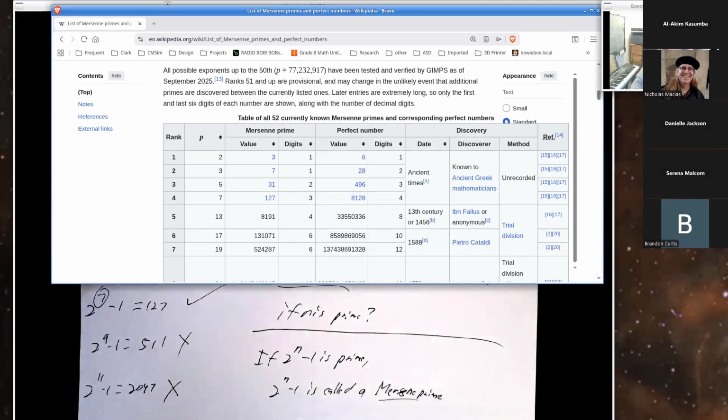So you can find tables of which powers of 2 minus 1 give you a prime number. So 2 to the 2, 3, 5, 7, 11 doesn't, 13 does, 17 does, 19 does. 11's an oddball. So these are called Mersenne primes. This table shows you the value of that number, the number of digits in it, and when and how it was discovered. So these first few, these were known to the Greeks.